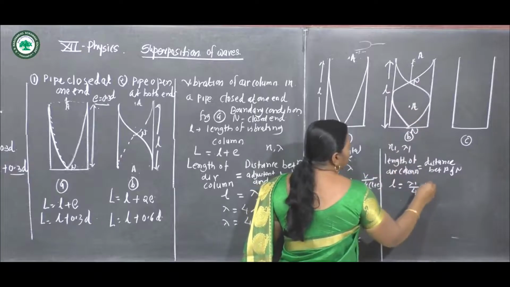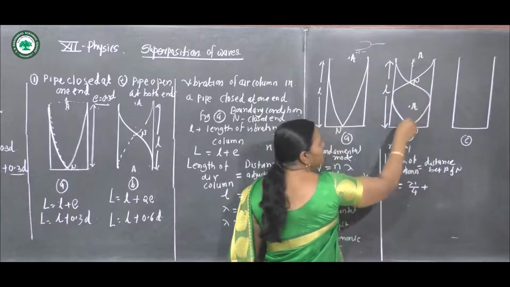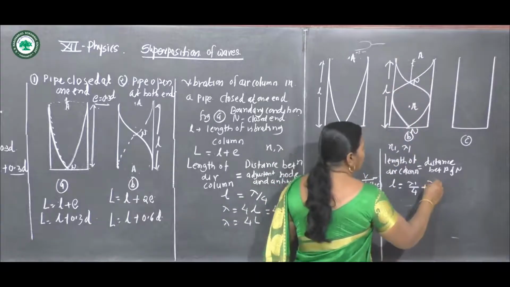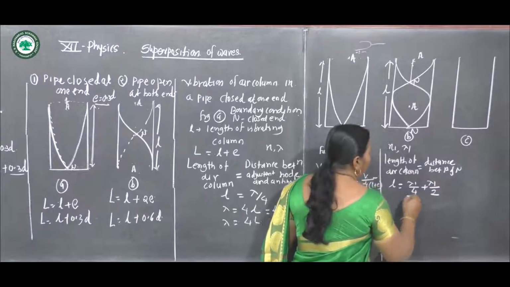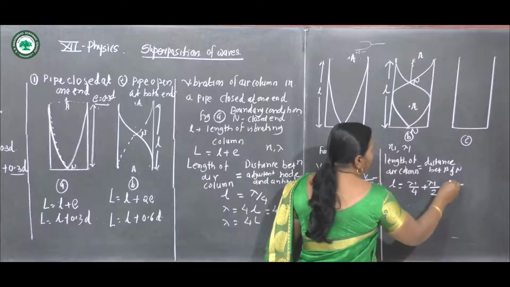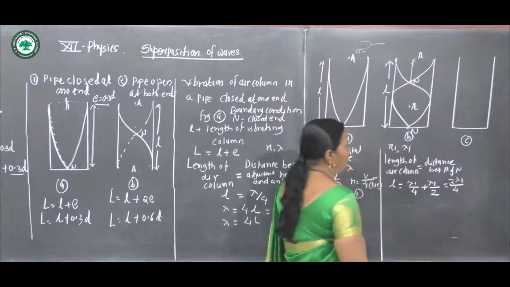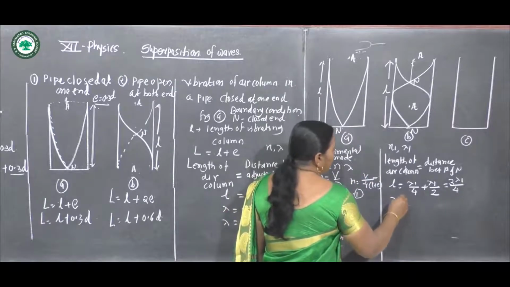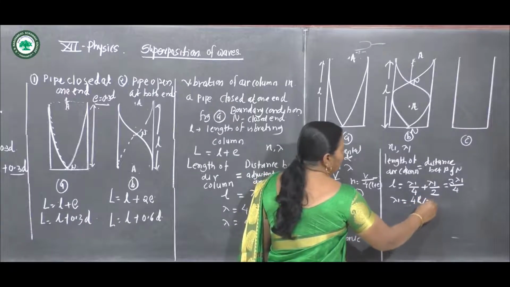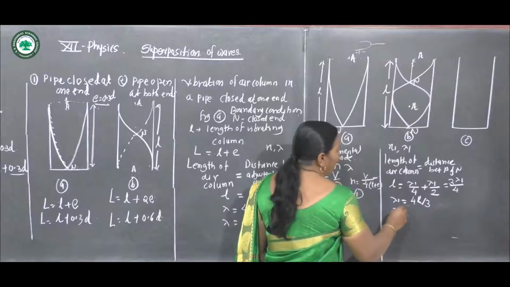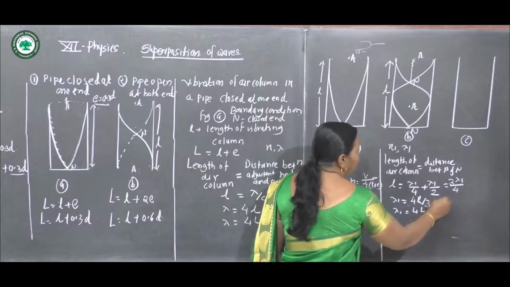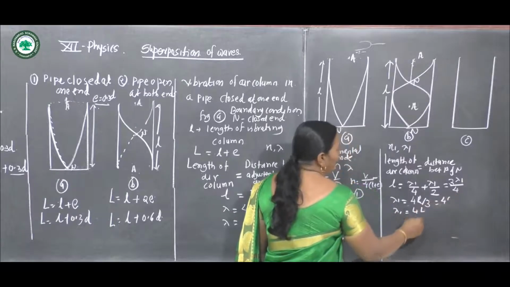This is the node, this is the node. The distance between two successive nodes is lambda by 2. Now rearrange the equation and we get 3 lambda 1 by 4. Therefore, we can write lambda 1 is equal to 4L by 3. We consider here the corrected length, that is 4 into L plus e by 3.